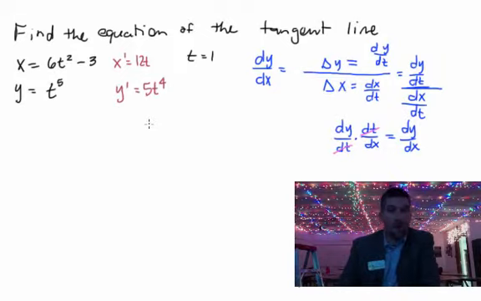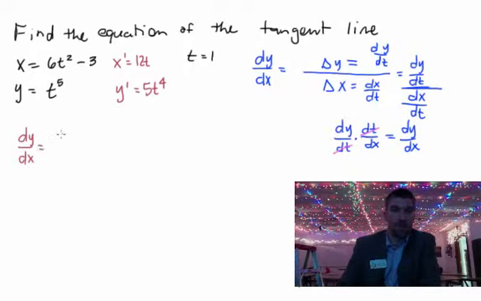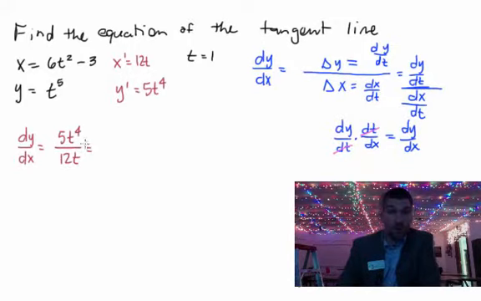What do I have to do? I've got to stack them up, y over x. So dy/dx is equal to 5t to the fourth, my y part, over my x part, 12t. Now, use some mathematical common sense here. If I have a t on the top and a t on the bottom, you can divide one of those out. So this is ultimately going to give me 5t cubed over 12. That's the equation to find the slope of the tangent line.